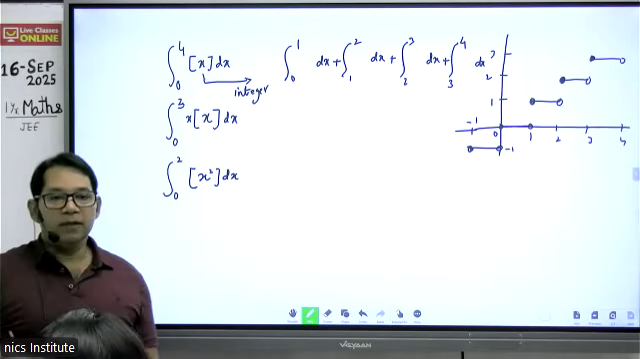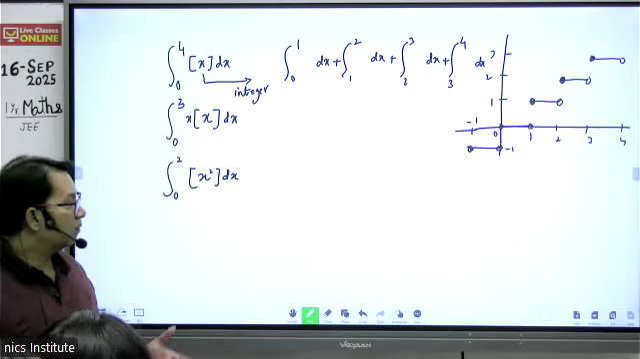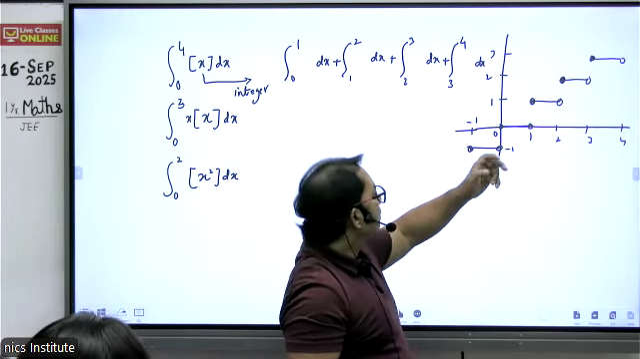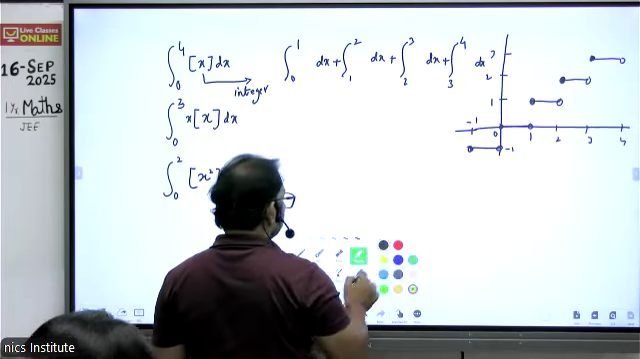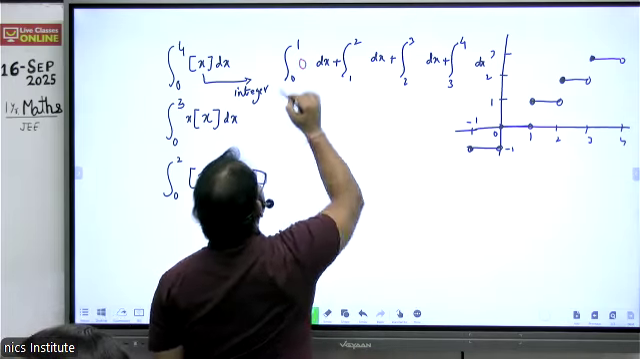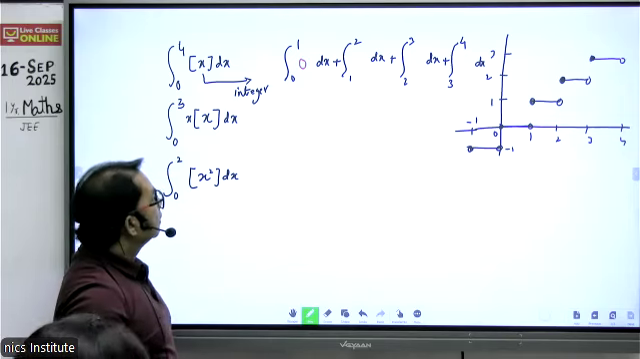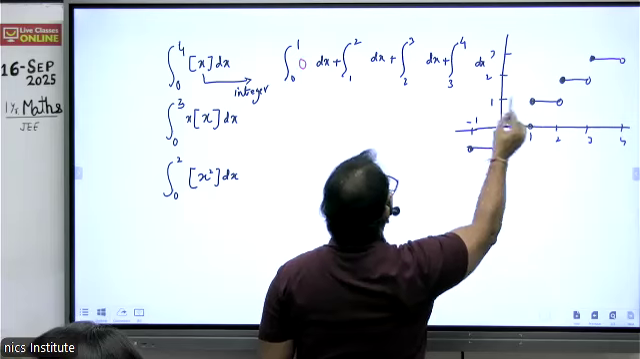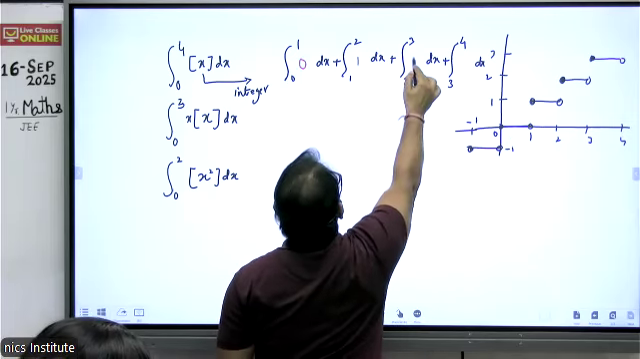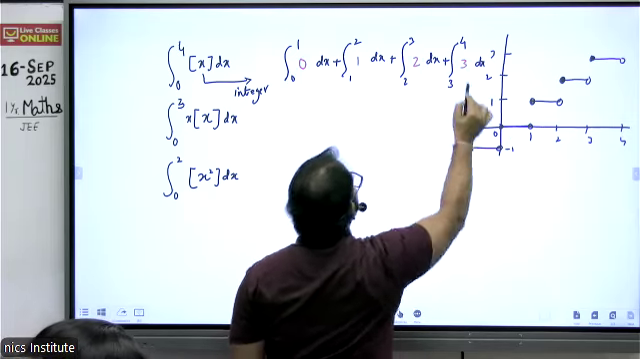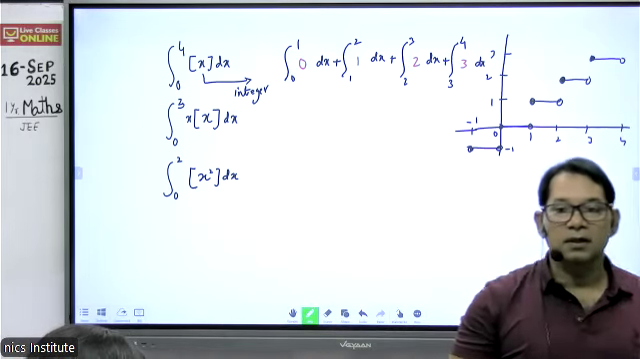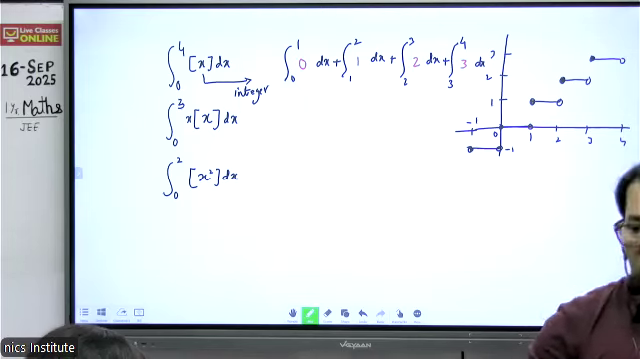तो लिमिट ब्रेक हो गई. अब 0 से 1, जब x की वैल्यू is between 0 and 1, what is the greatest integer? So it is 0. When x is between 1 and 2, the greatest integer is 1. It is 2 and it is 3. Now we can integrate and put the limits.